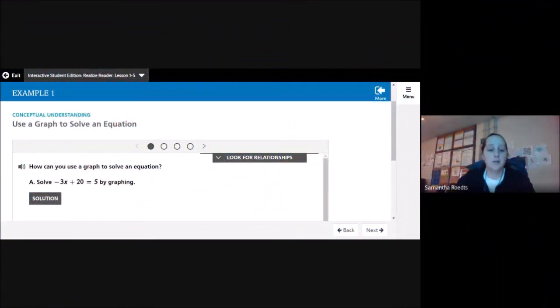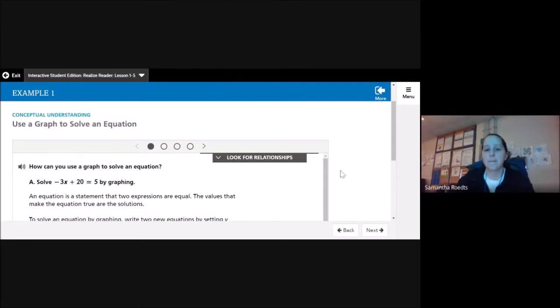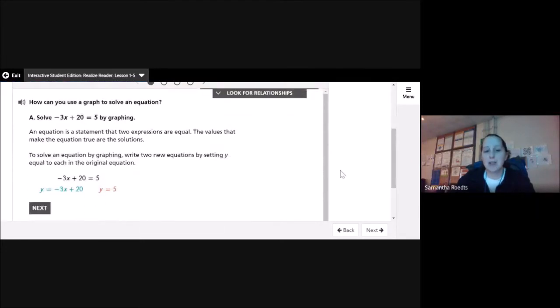Example 1, use a graph to solve an equation. How can you use a graph to solve an equation? Solve -3x + 20 = 5 by graphing. An equation is a statement that two expressions are equal. The values that make the equation true are the solutions.